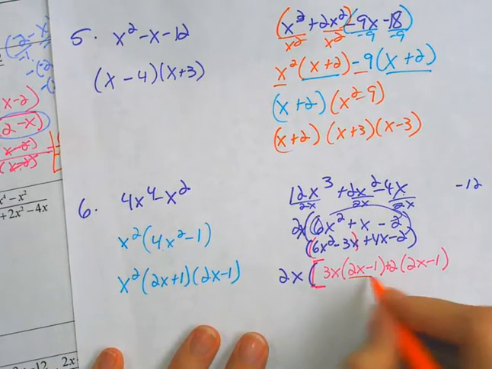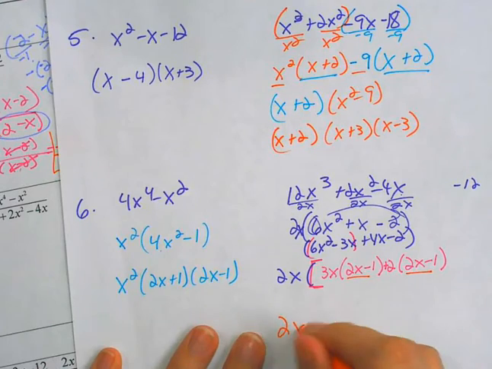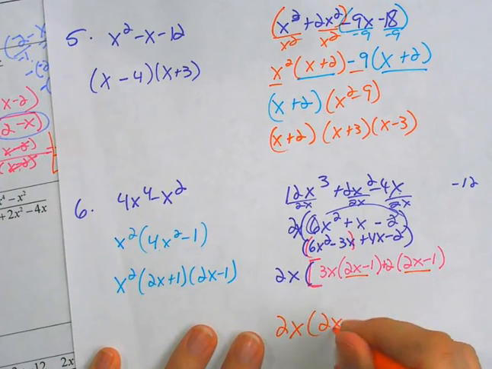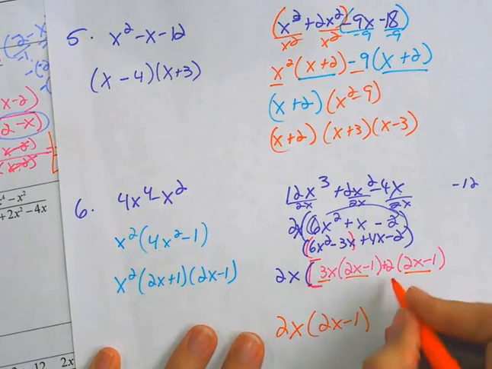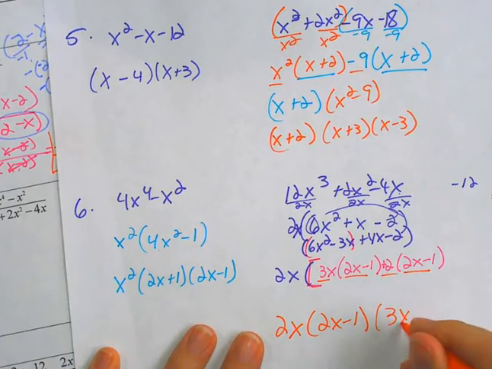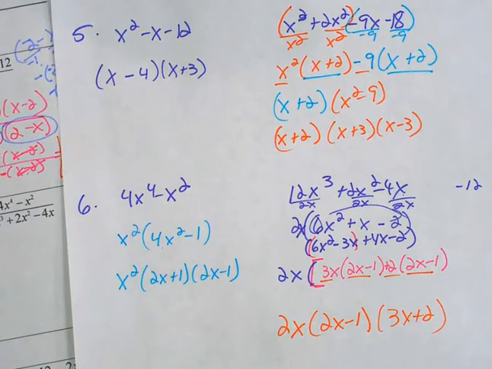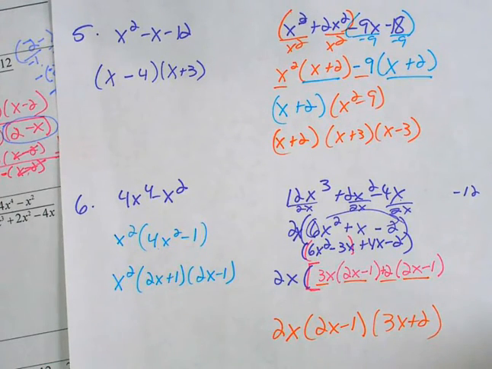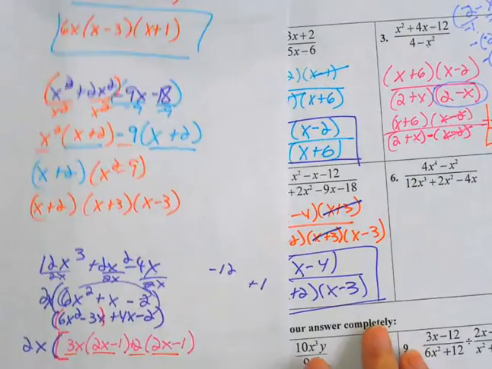So notice I match here. So I've got 2x on the outside. I have 2x minus 1 as one of my factors, and 3x plus 2. I know these problems are really long, but if you don't factor, you're making it that much harder on yourself. All right, so let's rewrite so we can see what to cancel out.